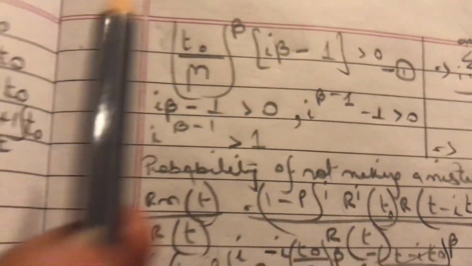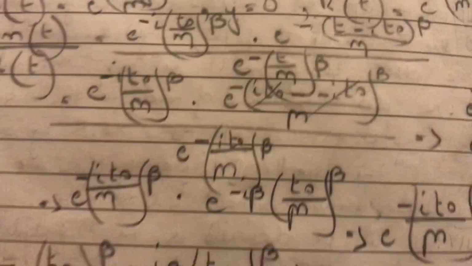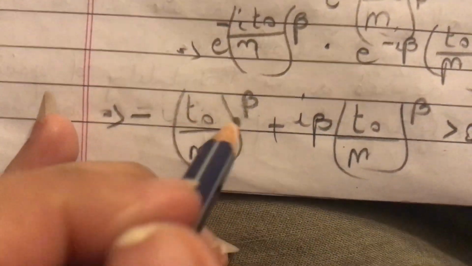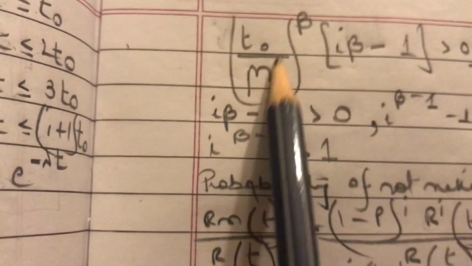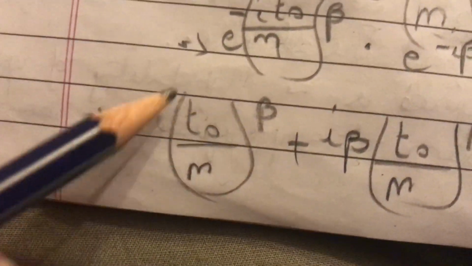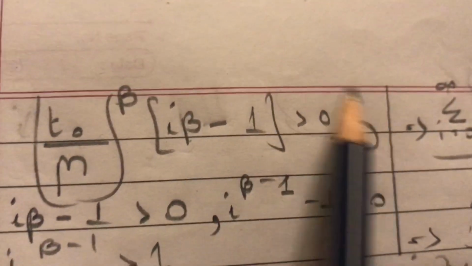Now what's next? We took the common from all these equations. What is the common here? t0 over eta^beta is common, so it would come out. What remains here is only i^b in this part. This is positive, so it would be in the first part. i^b remains here, and minus 1, and we are saying this is greater than 0, and we named it equation 1.